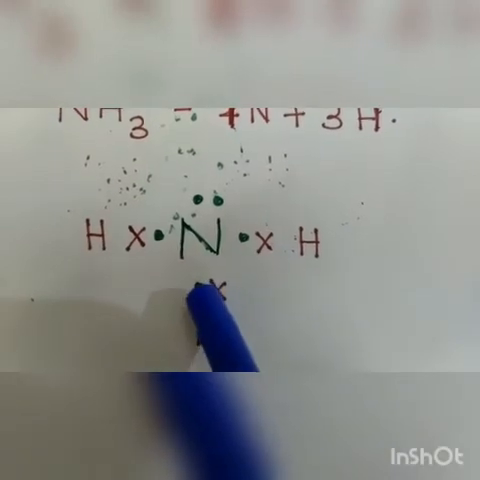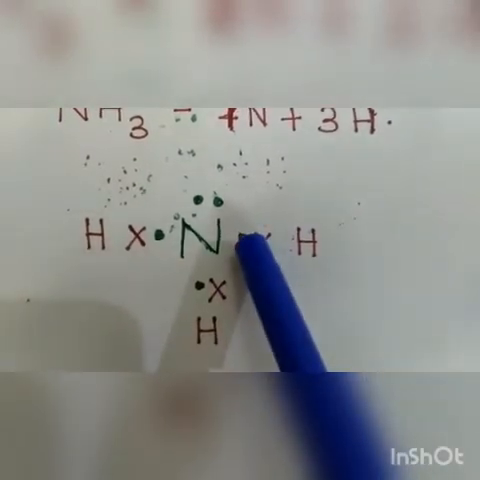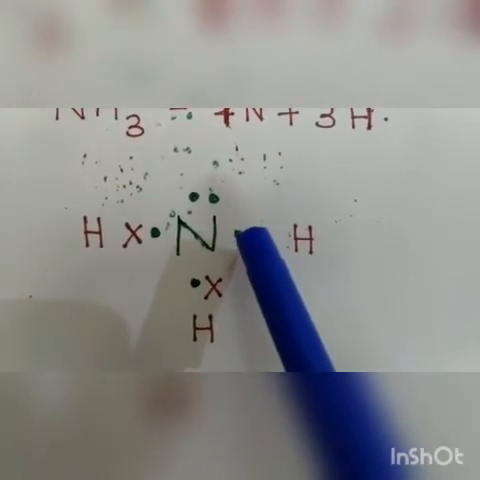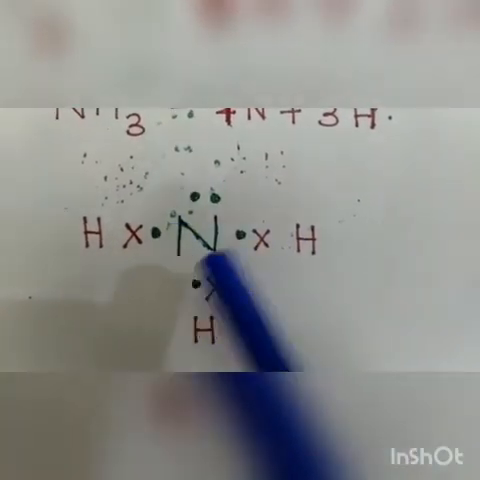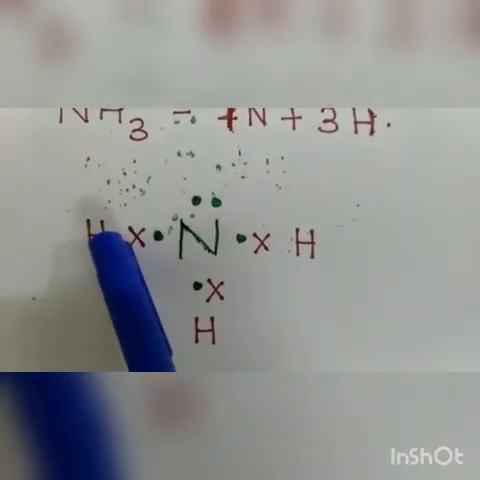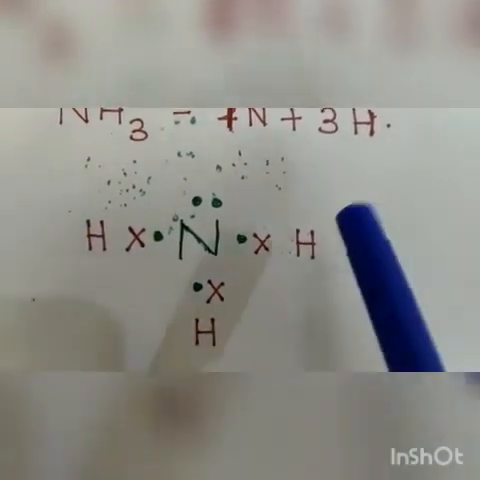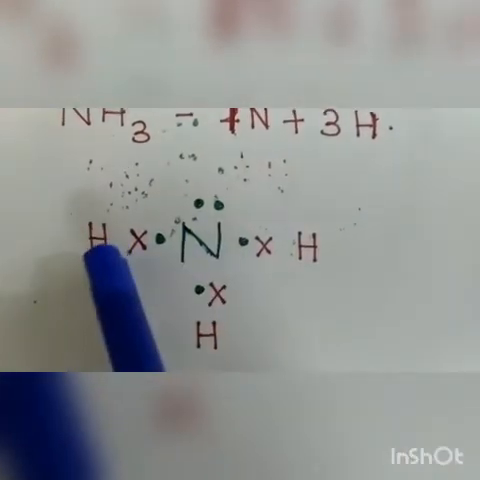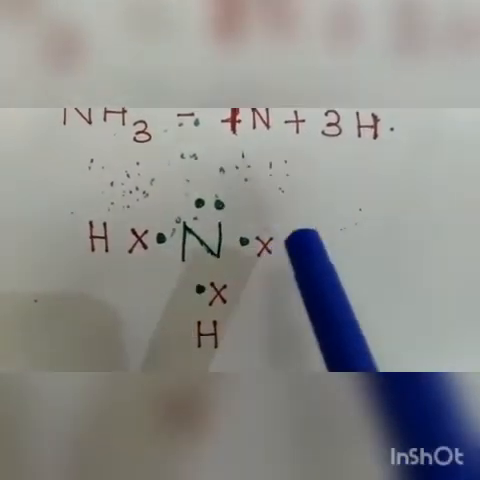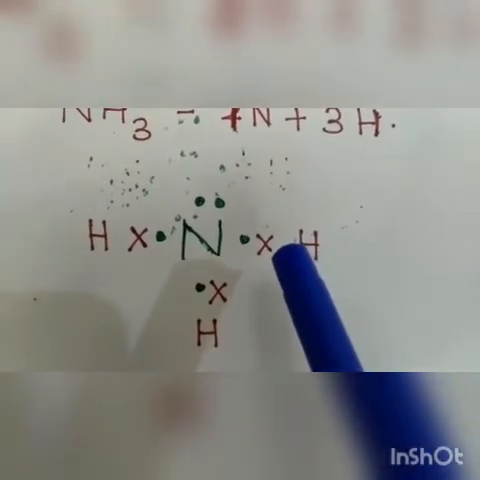Okay, you cannot write 2 electrons together. Why? Because nitrogen needs 3 electrons. So 1, 2, 3. How many hydrogen atoms are there? 3. Here 1 is written, here 1 is written, here 1 is written, and it has 3 electrons. I hope it is clear till here to everyone.